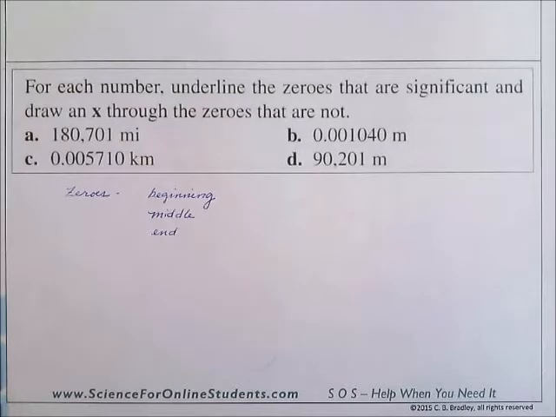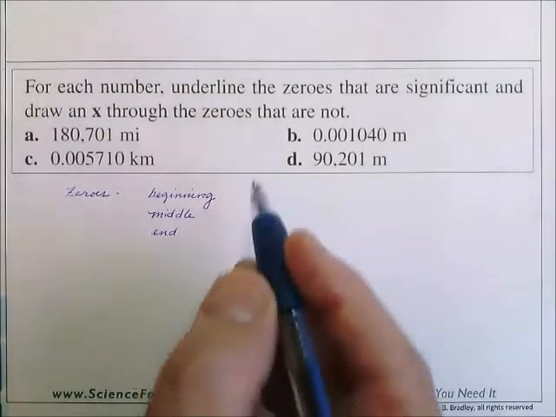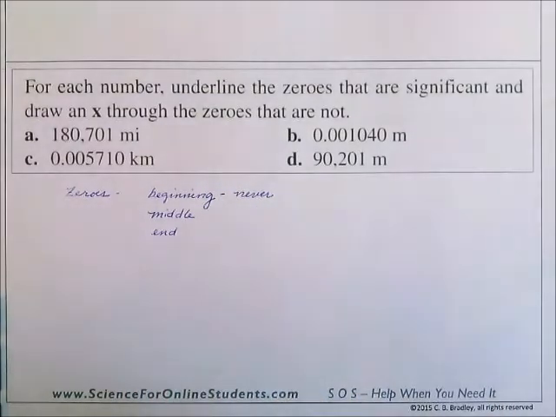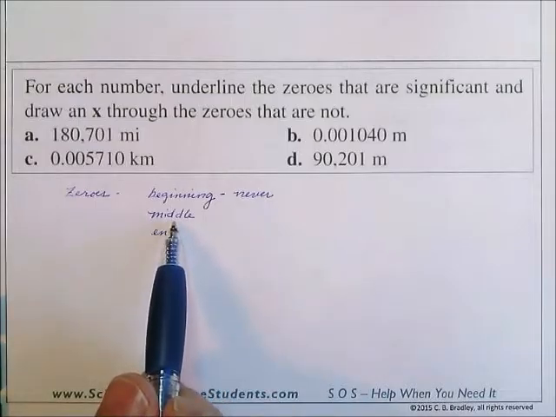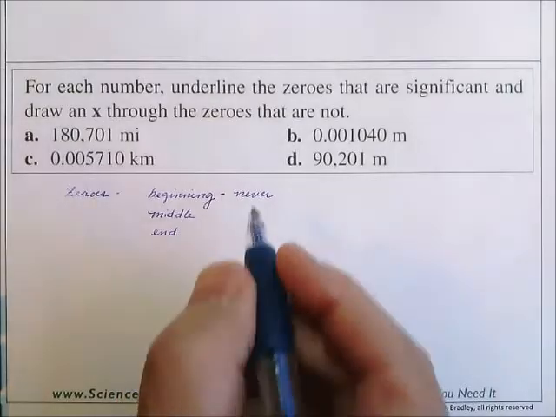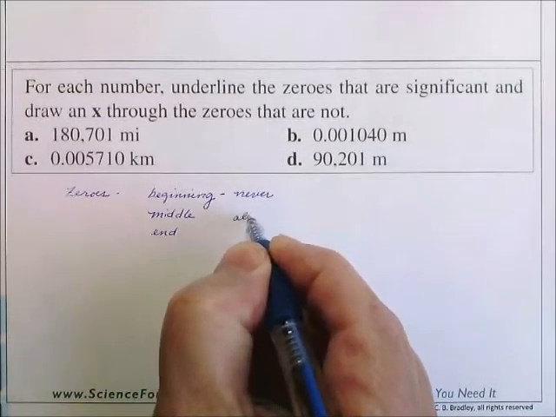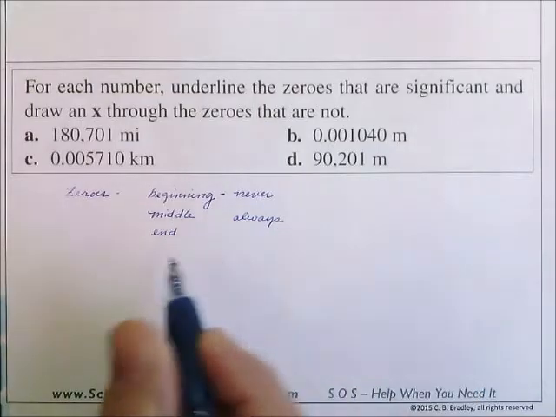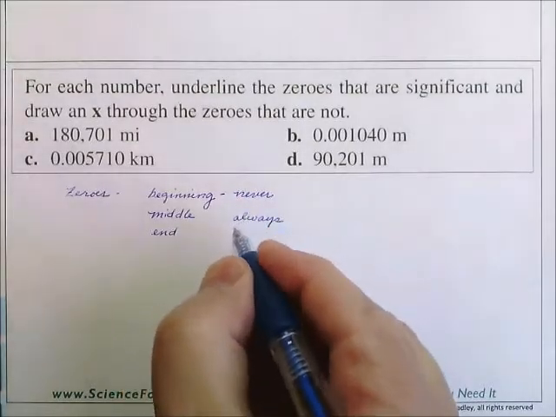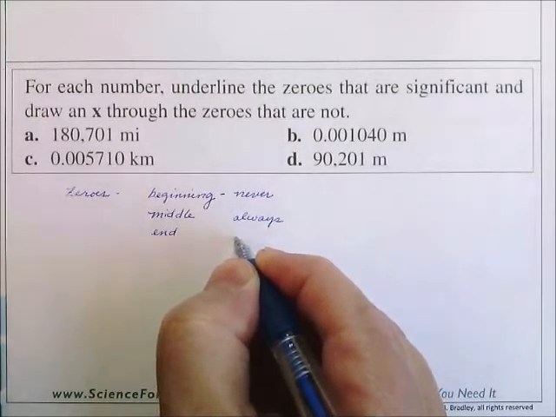never significant. And by significant we mean holding value for a measurement rather than just being placeholders. So beginning zeros are never significant. Middle zeros, zeros that are between non-zero digits, are always significant. Ending zeros, and this is where the ambiguity comes in, sometimes.